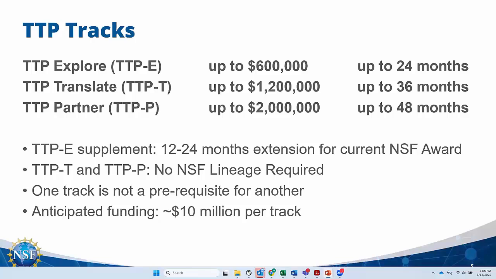So we're trying to meet folks where they're at in terms of the technology maturity. You're welcome to apply for the Explore track if you have that NSF Basic Research Award and you're looking to perform some use-inspired activities. However, if you're further along and already have a partner that you're working with on the technology, you're welcome to apply for the Partner track. In terms of the anticipated funding, we are anticipating about $10 million for each track individually.